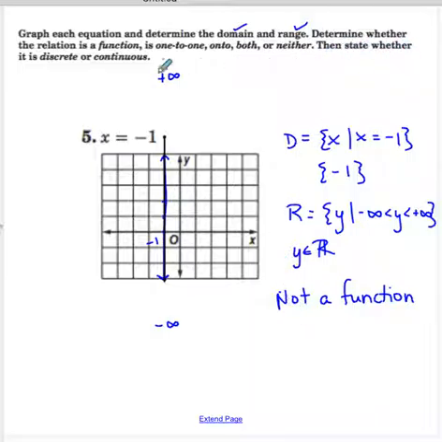So we're going to state whether this is discrete or continuous. And so that's just asking, is it a series of dots or is it connected? And clearly this is a connected graph, so this is a continuous graph. We're interested in all the things in between and all the things sort of beyond. So that's my thinking for that.